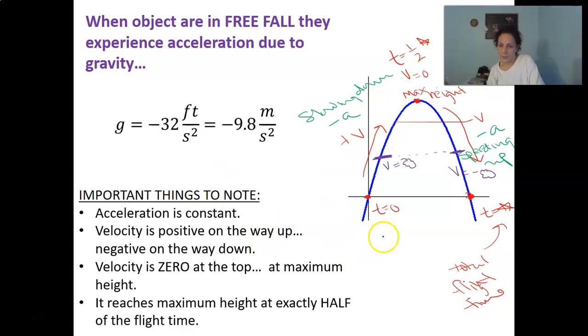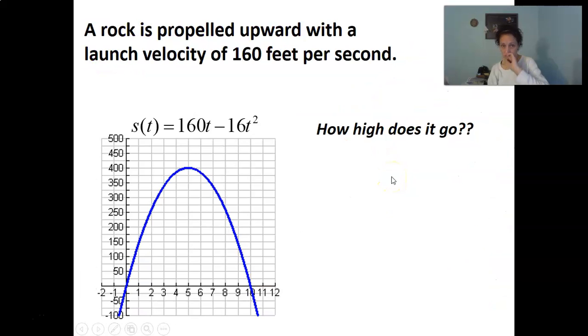Okay, let's do an example so we can put this to use. A rock is propelled upward with a launch velocity of 160 feet per second. That is quite a rock propeller. Okay, so I know I have a velocity of 160 feet per second.